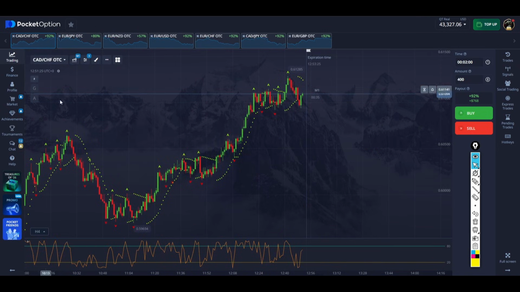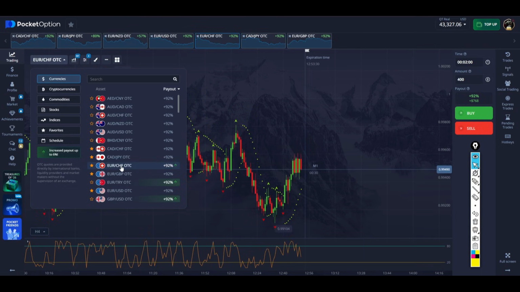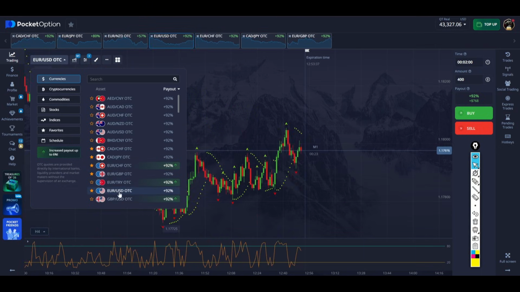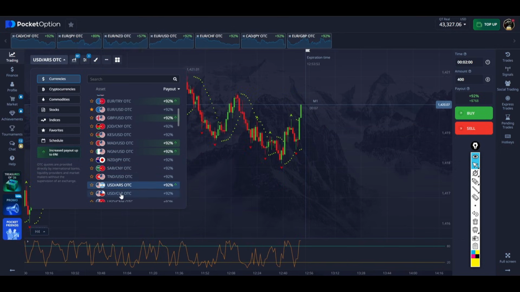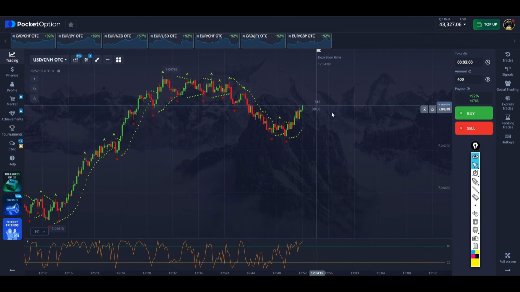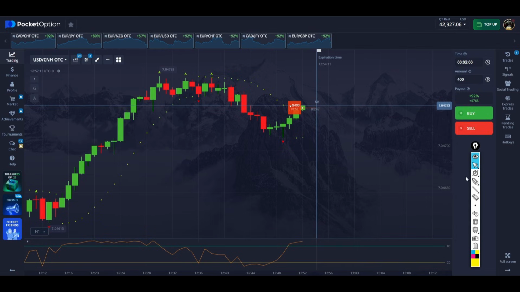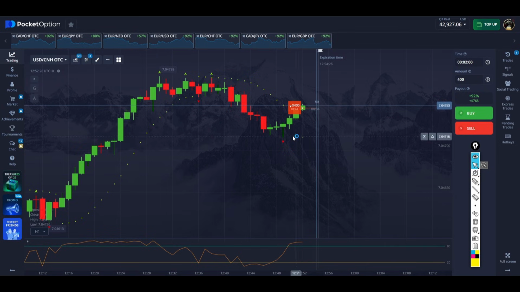Now let's find a solid market setup, and I'll explain exactly why I'm entering the trade. Let's take the US dollar Chinese yuan pair. I'm entering a sell position here because we're seeing a strong bearish move. The stochastic is overbought, the fractal signal is present, while parabolic SAR has to be ignored in this case.